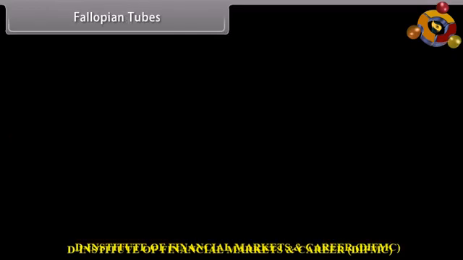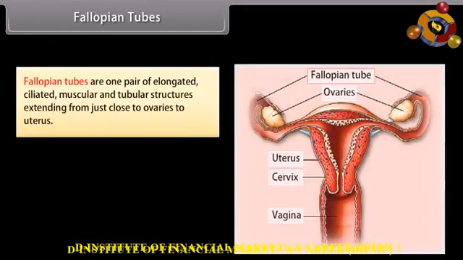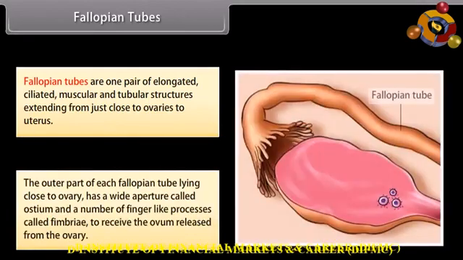Fallopian tubes. Fallopian tubes are one pair of elongated, ciliated, muscular and tubular structures extending from just close to the ovaries to the uterus. The outer part of each fallopian tube lying close to the ovary has a wide aperture called the ostium and a number of finger-like processes called fimbriae to receive the ovum released from the ovary.